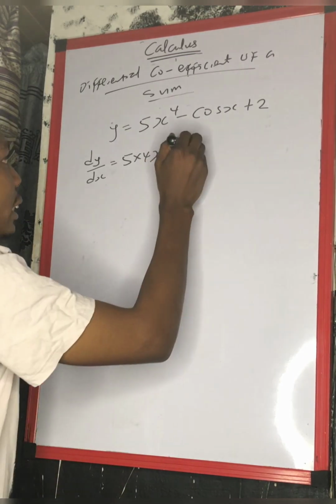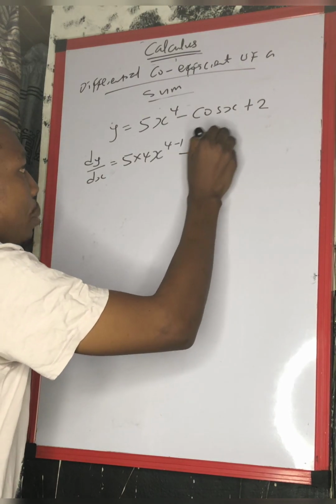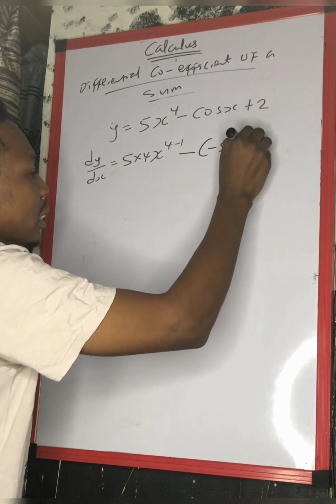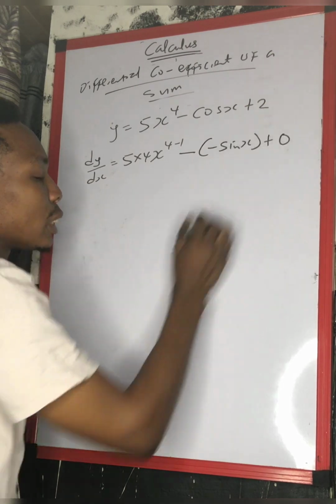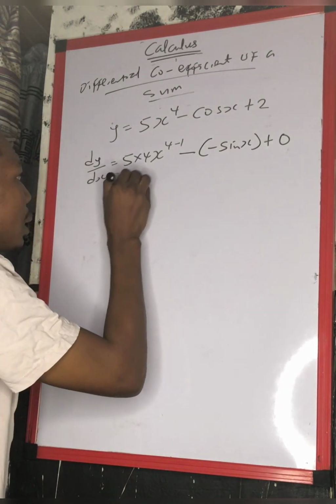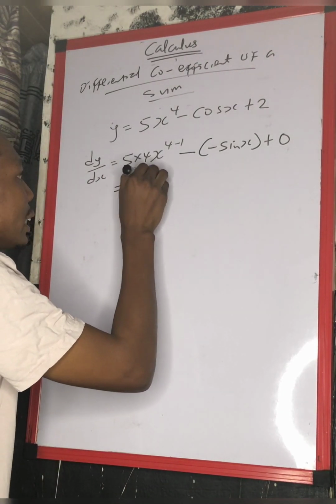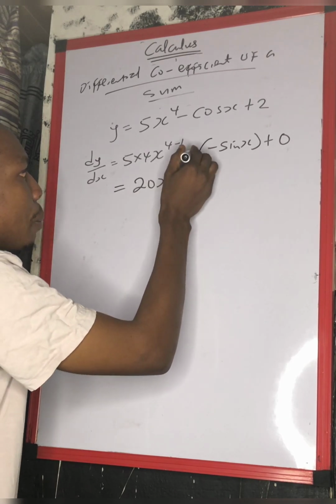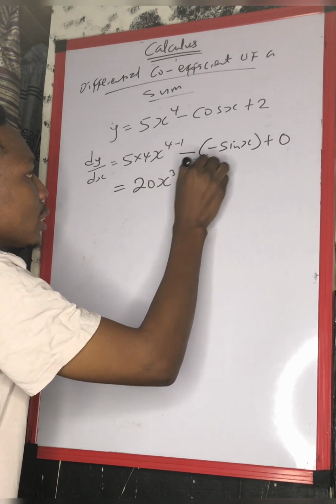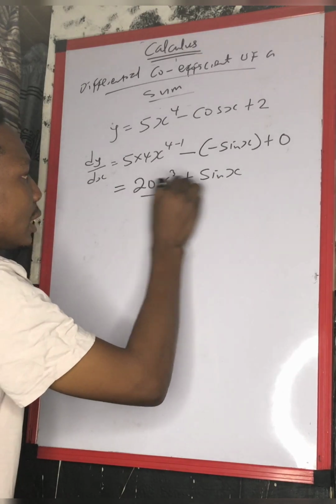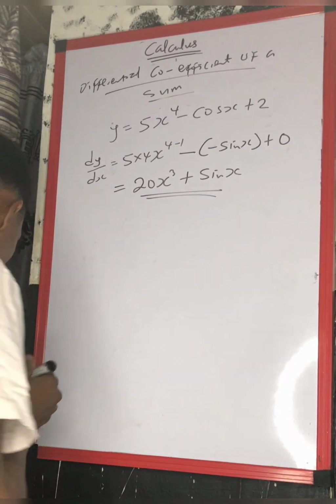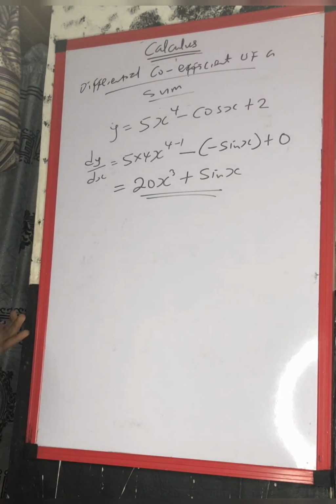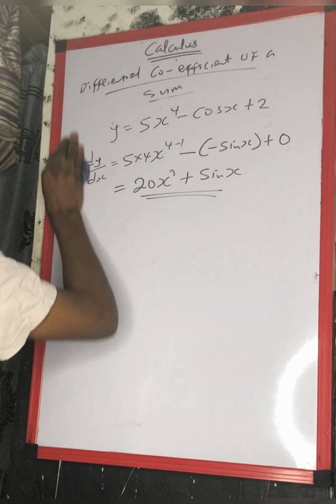So from there, this is written as minus bracket minus sin x. Whenever you differentiate a constant, it is 0. So from there it becomes 20x cubed, minus minus gives plus sin x. So that is your answer. Alright, so let's move down to the last questions.